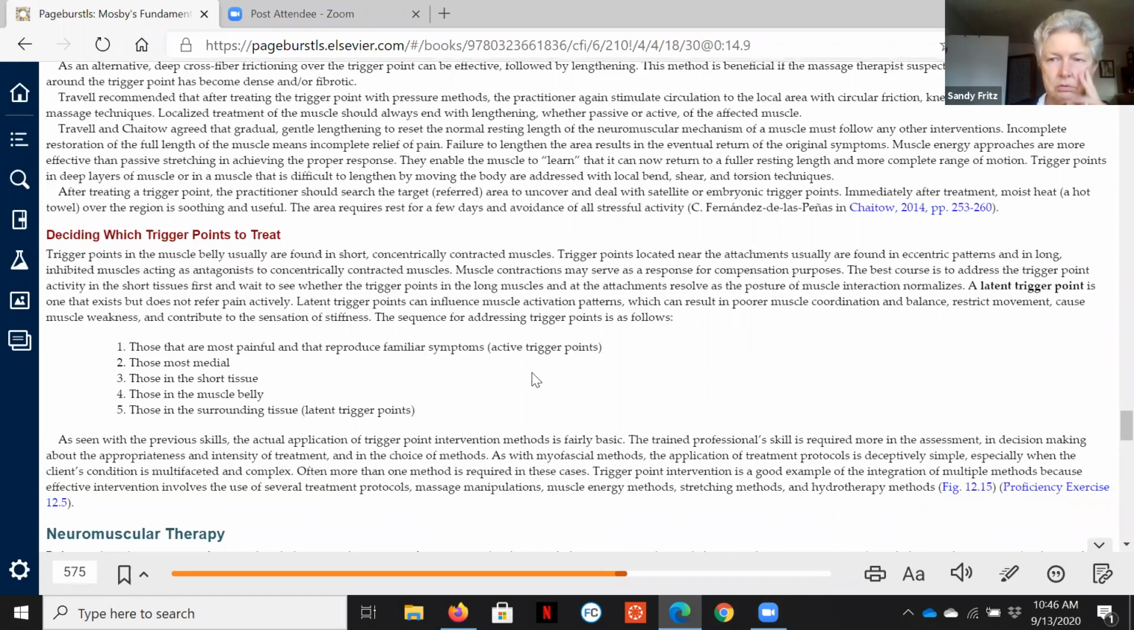So with which to address, and just like everything, less is more on this. So the ones that are most painful and reproduce the symptom the person's experiencing, that are closest into the body, that are in the short tissue. Remember the cave and hill. So in the short, in the belly of the muscle as opposed to the ends. And then you look around the area a little bit and see if there's what's called a latent trigger point. It's not as pronounced, but it will also trigger that sensation.